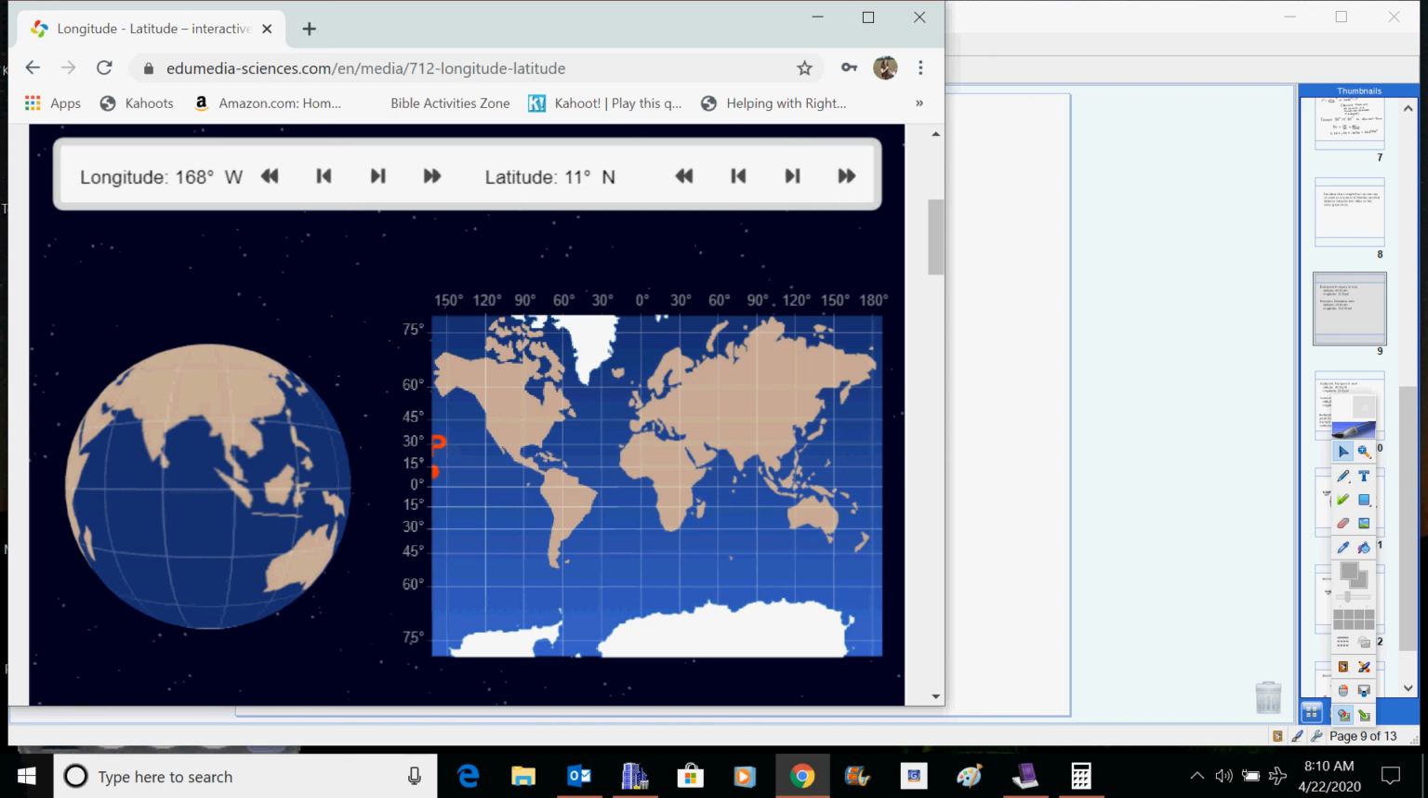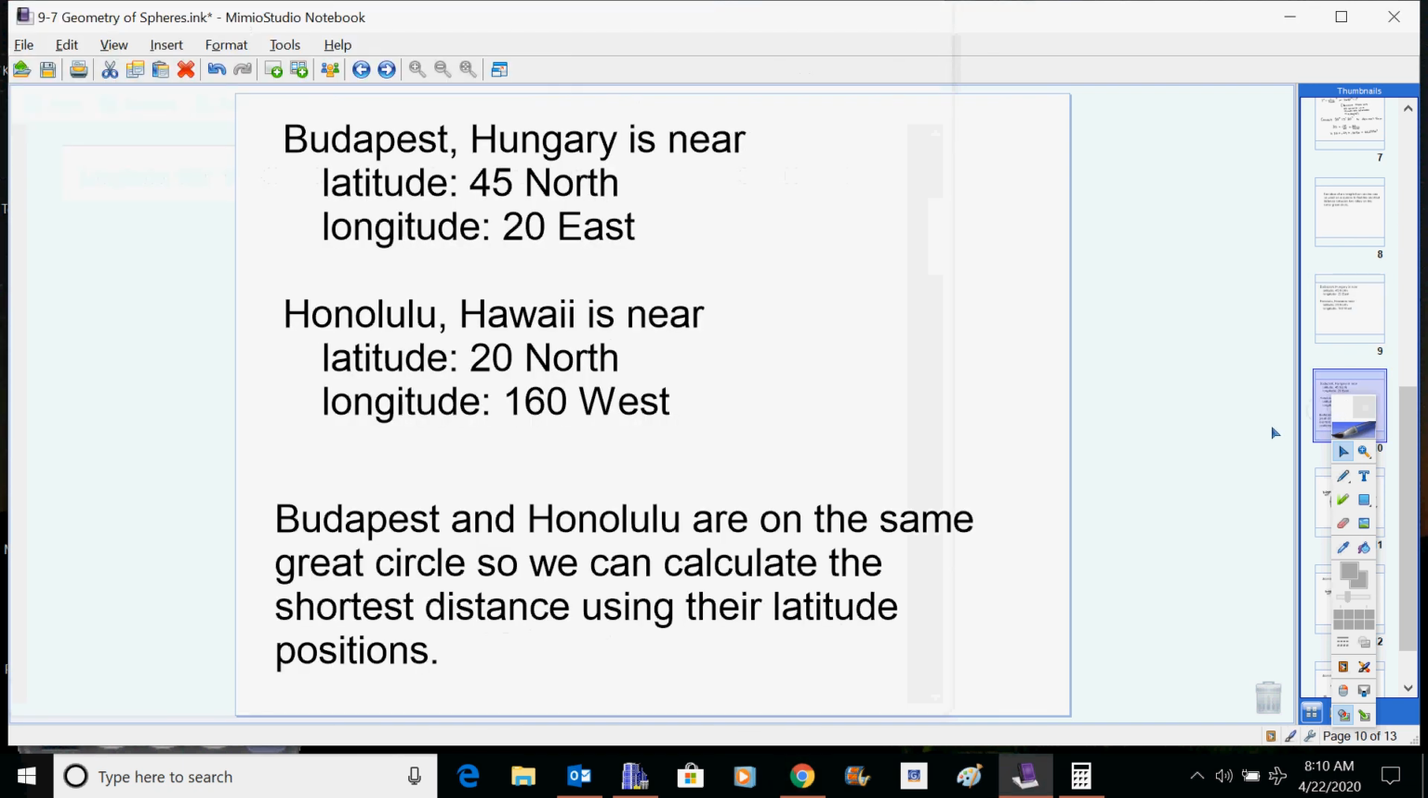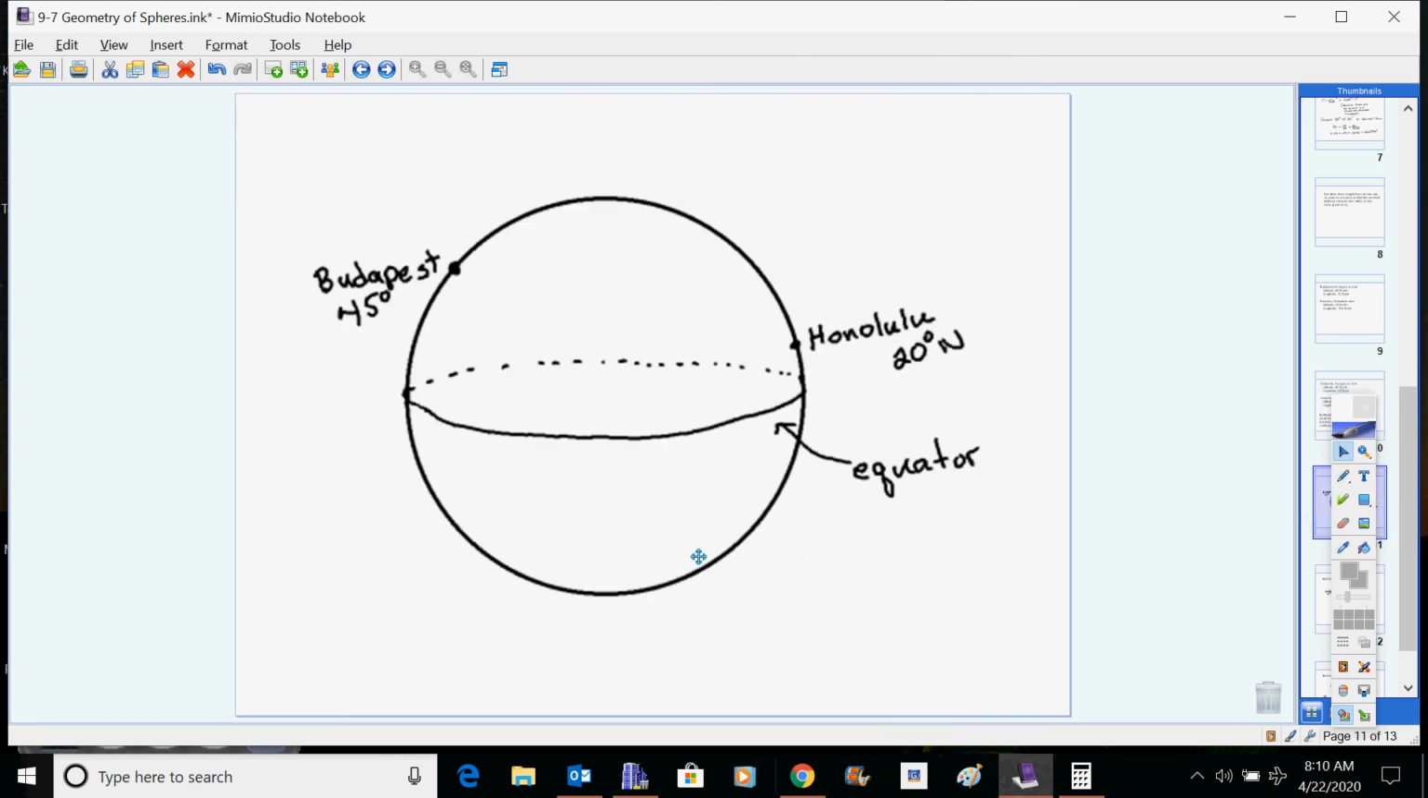160. But it's out here somewhere. Okay. So what that looks like, because they're on the same great circle, is this picture that I've drawn right here. Here's Honolulu on one side, and here's Budapest on the other side. This is the equator.